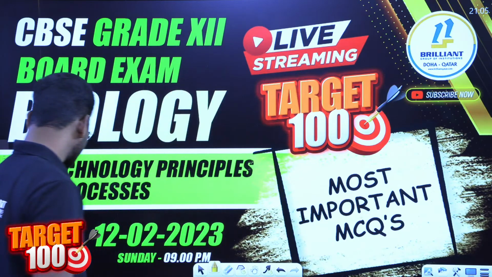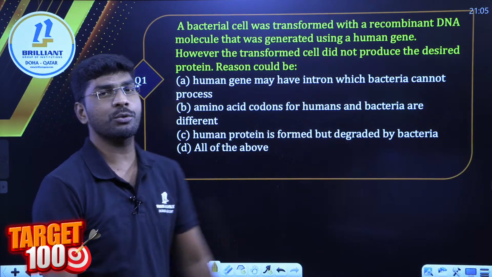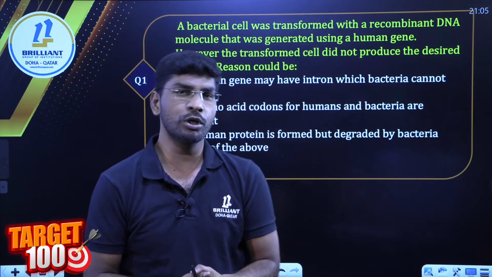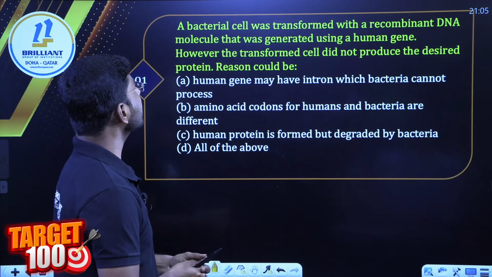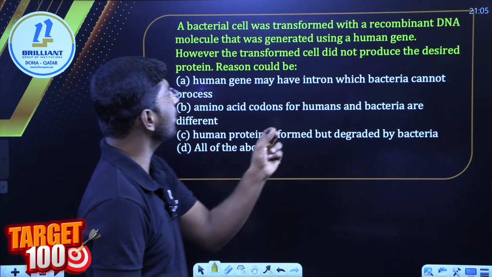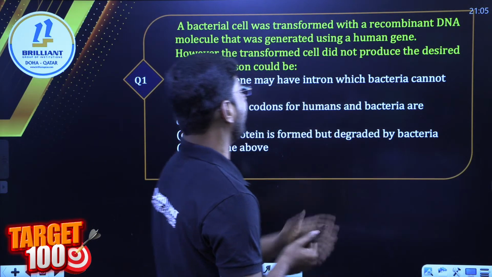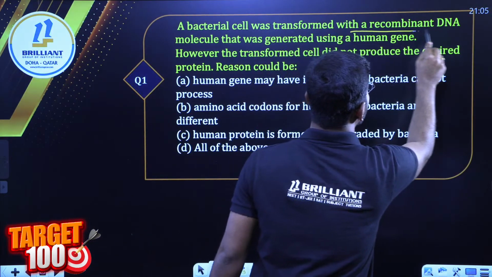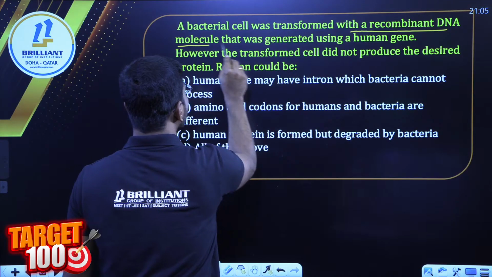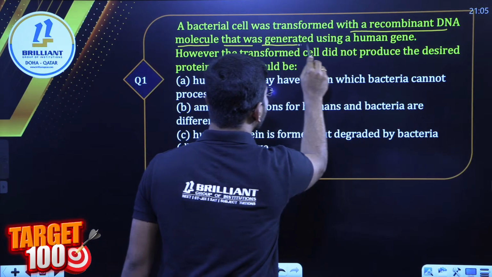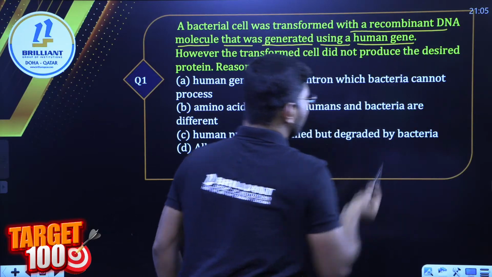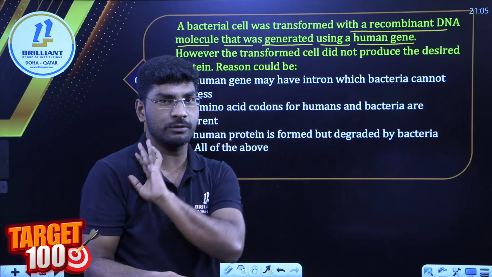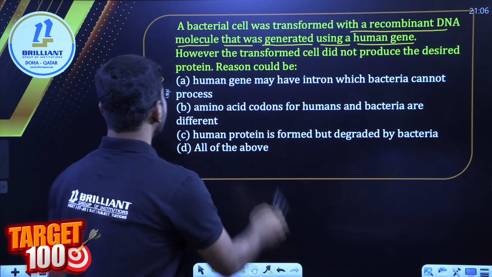Right. Look at the first question. This question is from the NCERT exemplar. First question, a little tricky question. So look at what the question says. A bacterial cell was transformed with a recombinant DNA molecule that was generated using a human gene. A human gene we inserted into the bacterial host. Fine, done.